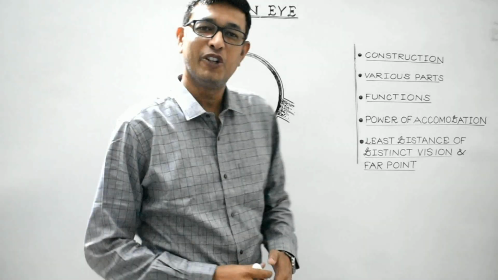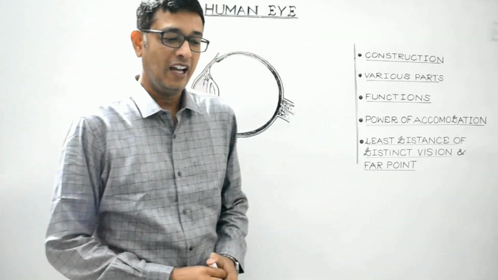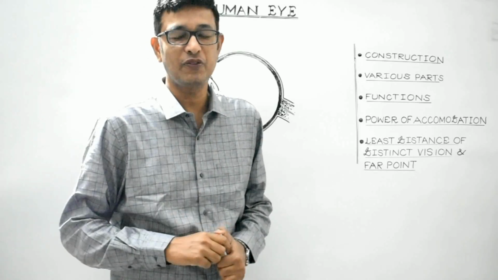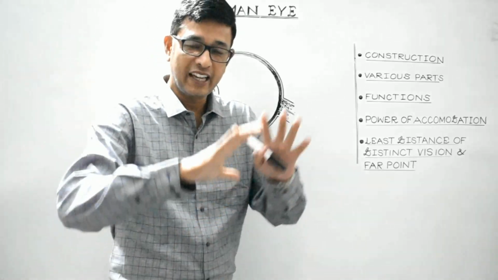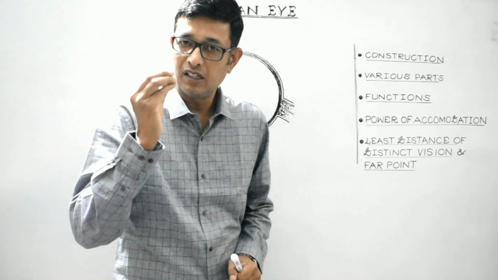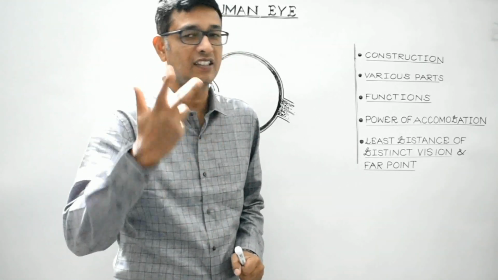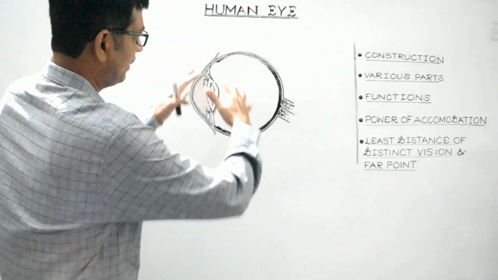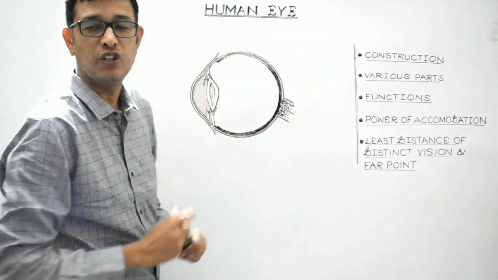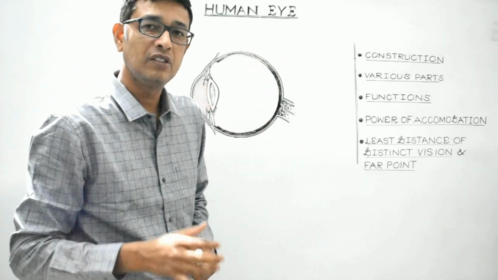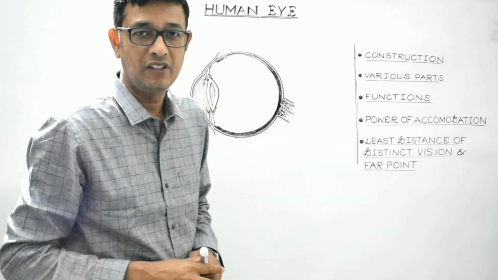I hope students you have enjoyed the video and you have seen the construction and the function of various parts of the human eye. Let me recap all those important parts of the human eye as well as their function once again. This is basically the structure of a human eye. Its size is about 2 to 3 centimeters.